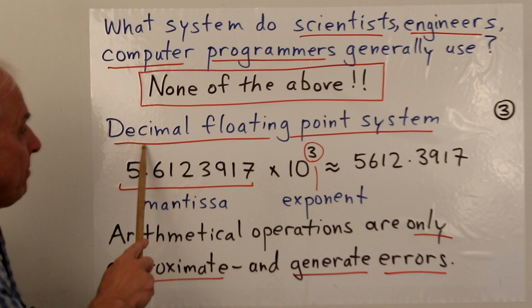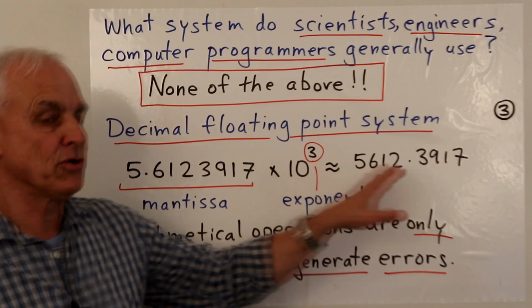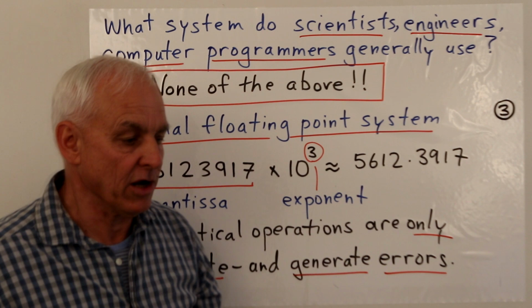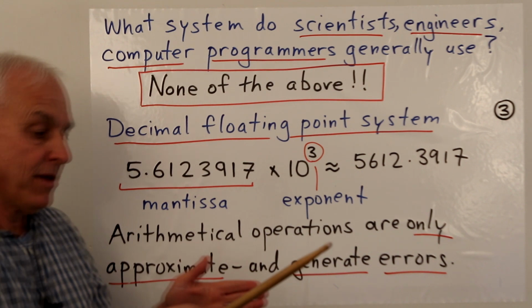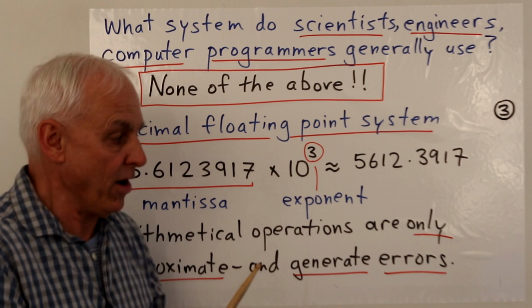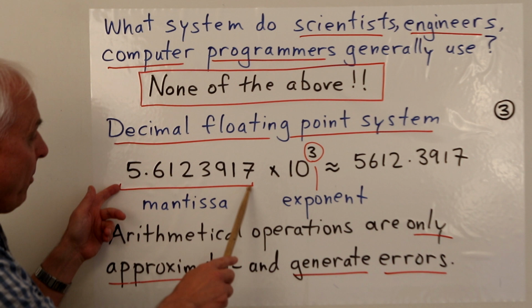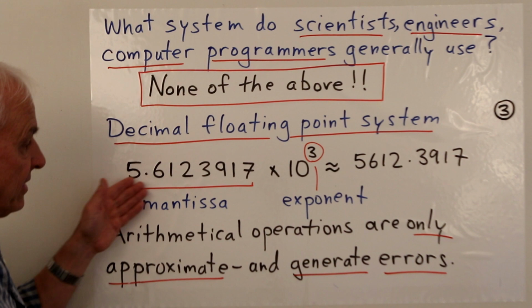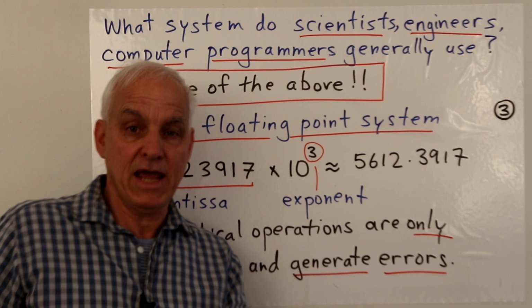So I'm going to give you the computer version of this, which is similar but not exactly the same as what scientists or engineers might do. So in a computer, you want to represent numbers, but crucially, typically you have only a rigid, finite amount of space. At least traditionally, this is the way it was. Okay, so the standard agreement was to represent numbers with this form, that there's a mantissa, say 5.6123917. Okay, that's a decimal number. And then a multiplication by a power of 10 involving an exponent, say 10 to the 3.